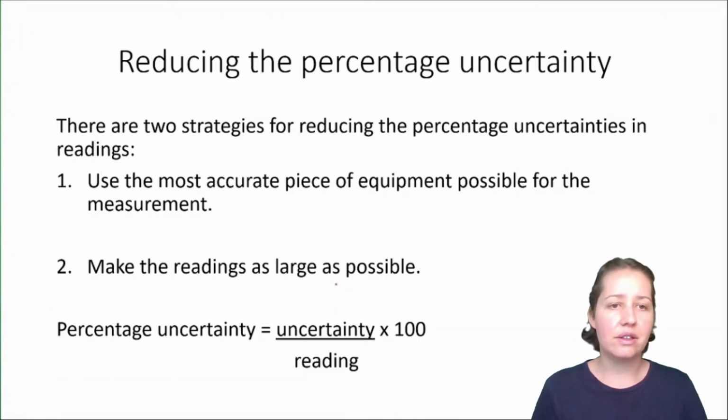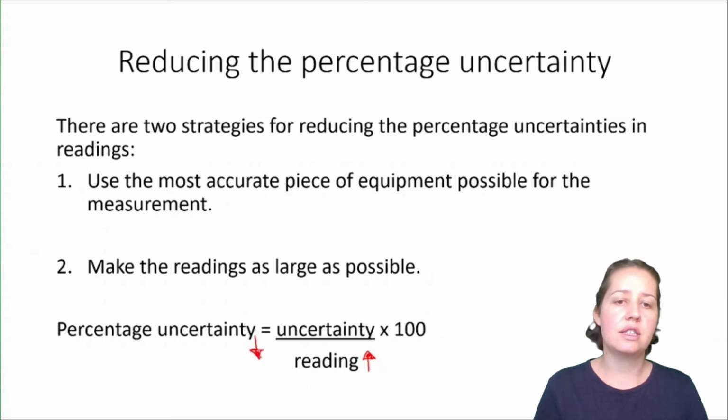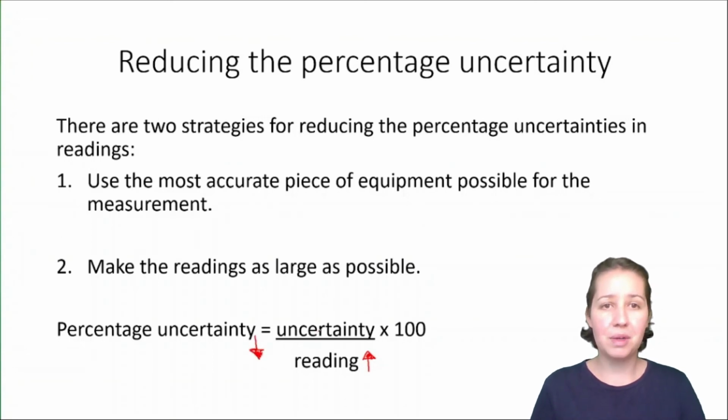The second thing that you can do is make your readings as large as possible. If we have a look at the equation, because you're doing the uncertainty divided by the reading, if you make your reading bigger, you're dividing by a larger number, which makes your percentage uncertainty smaller. So that's always a good strategy to think about.